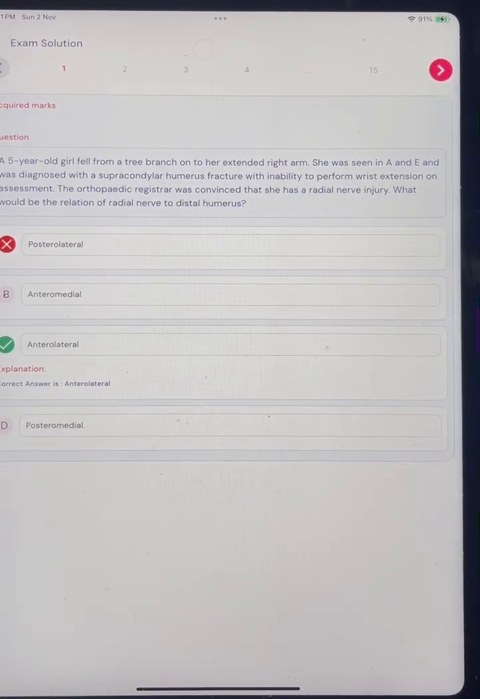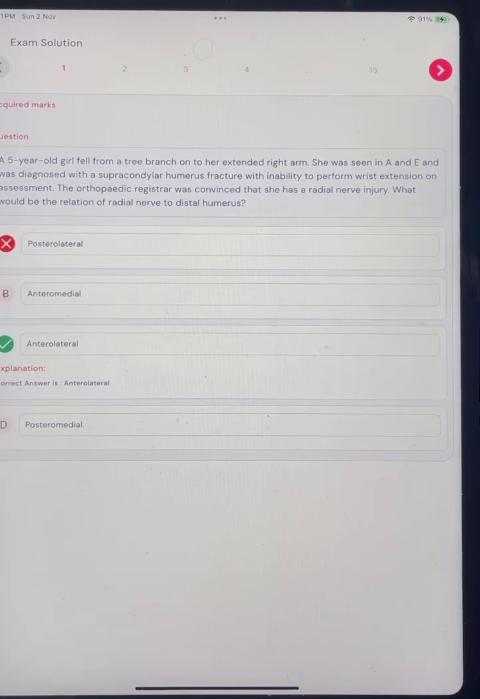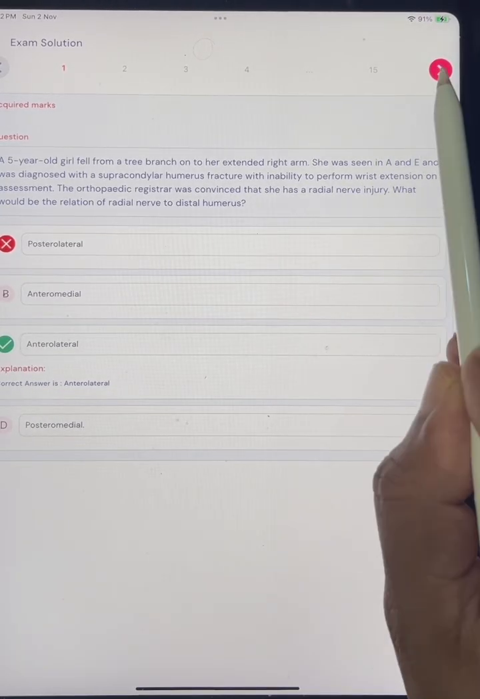How is it anterolateral? A girl fell from a tree and is in the emergency department, with inability to perform wrist extension. The orthopedic registrar was convinced that she has a radial nerve injury. What would be the relation of the radial nerve to the distal humerus? So at 10 centimeters it comes anteriorly. That's why it is anterolateral.